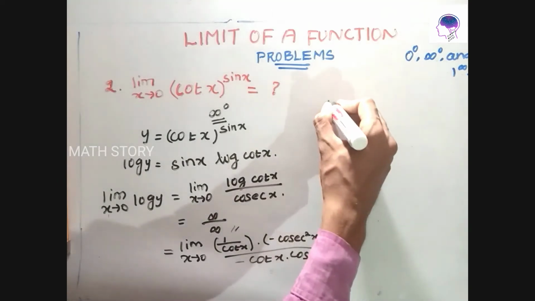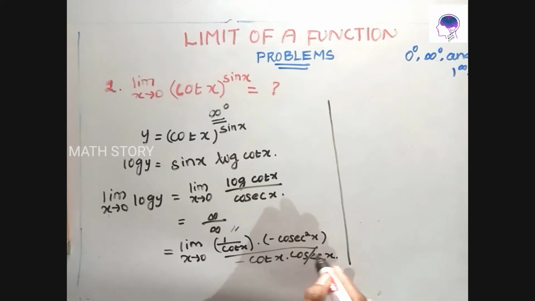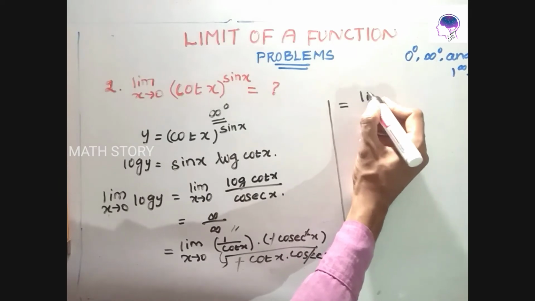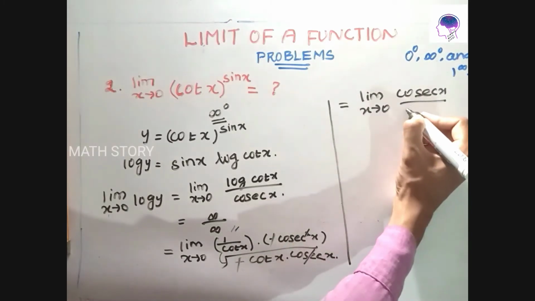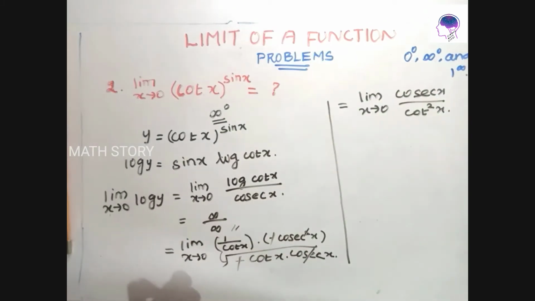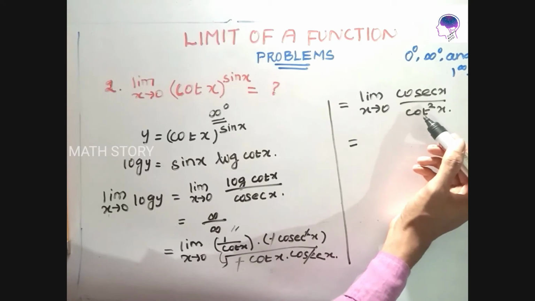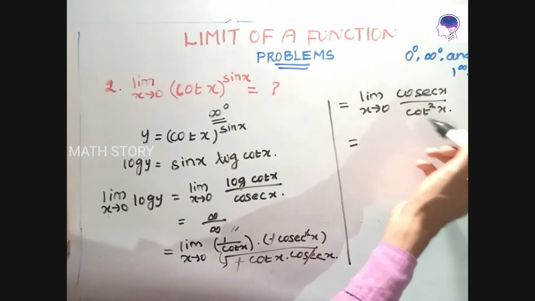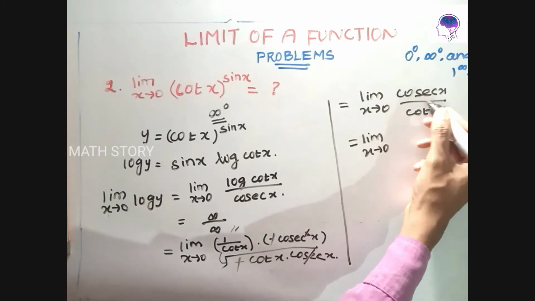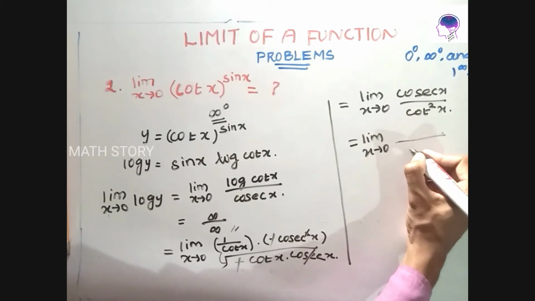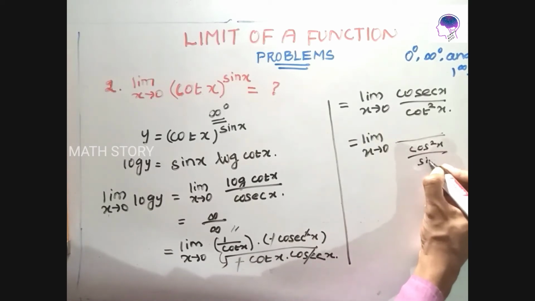Okay, and now I'll cancel out these terms, cos x and cos square x, and upon this cot x, I'll cancel the negative terms, and I'll get the limit as x extends to 0 of cosecant x divided by cot square x, right? Now before applying the limit, I'll first change the order here. We can write cot square x as cos square x divided by sin square x, right?